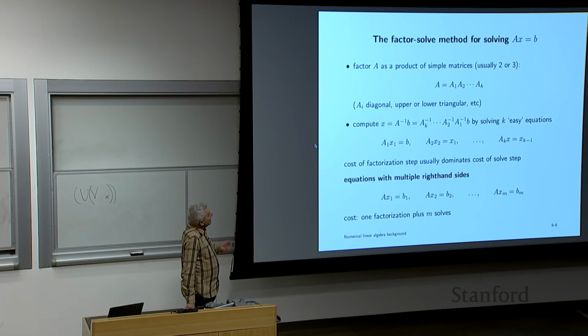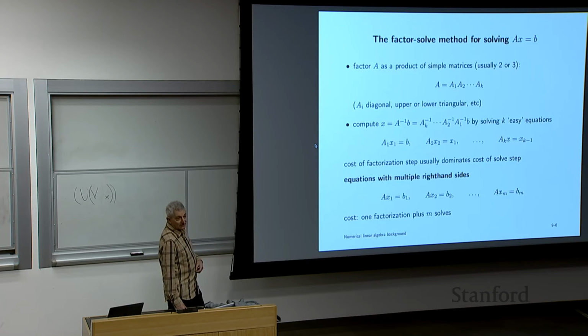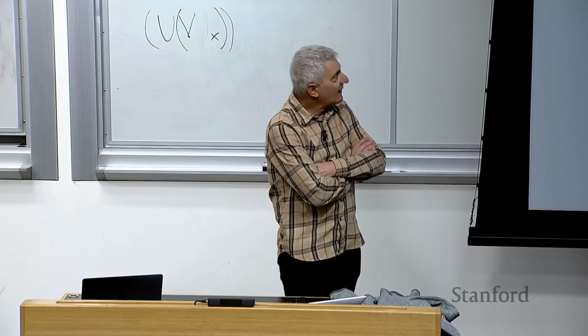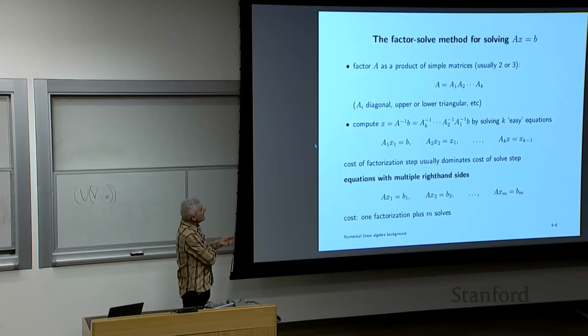You take a matrix A, you want to solve AX equals B. The first thing you do is you factor it. And factor it means you write it out as a product of matrices. You probably know a bunch of these factorizations, like the QR factorization, the eigen decomposition, the singular value decomposition. So you factor it into a product of matrices, each of which is easy to invert.